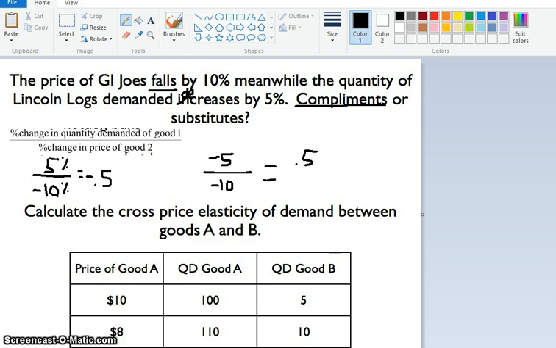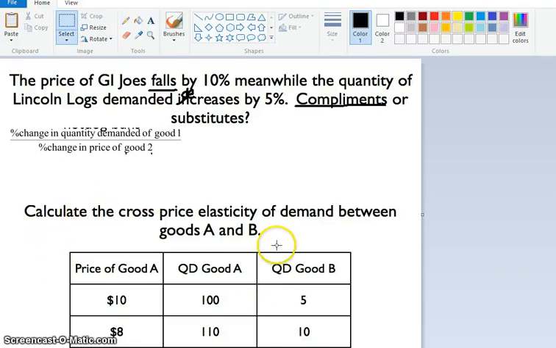Okay? Be careful. I am trying to trick you. So for this one down here, it doesn't give you the percentages. So you do have to calculate using your midpoint method here. So I need to find the percentage change in quantity demanded of good 1. Well, the question is, what's good 1 here? Is it good A or is it good B? Oh, how would I be able to know that? Well, I have to put the percentage change in price of good 2 on the bottom.